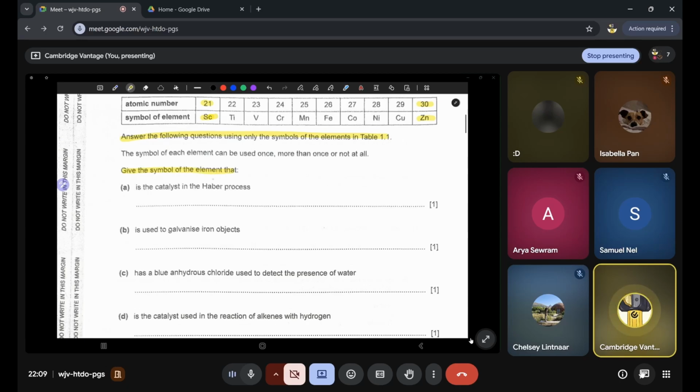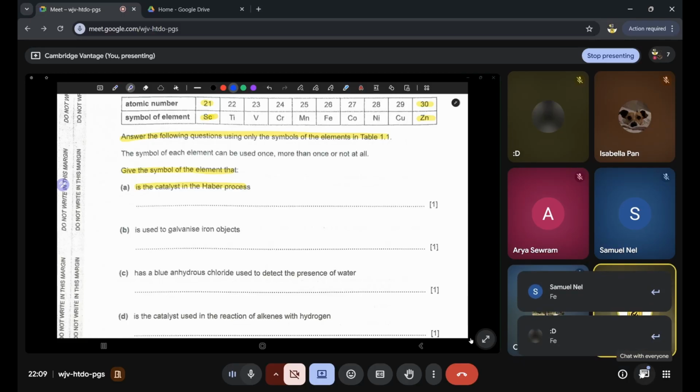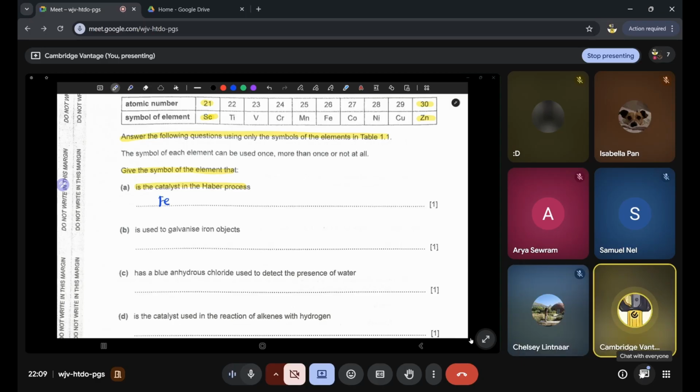What's the first question? Give the symbol of the element that is a catalyst in the Haber process. Now, students, what should this be? This is pretty much the easiest question you could probably start with. Yeah, Sam, you are correct. Iron, Fe. Now, you must be very careful over here. Don't get overconfident and think that it's such an easy question, and write iron. A lot of students would end up making a mistake because the question was very clear about mentioning the symbol.